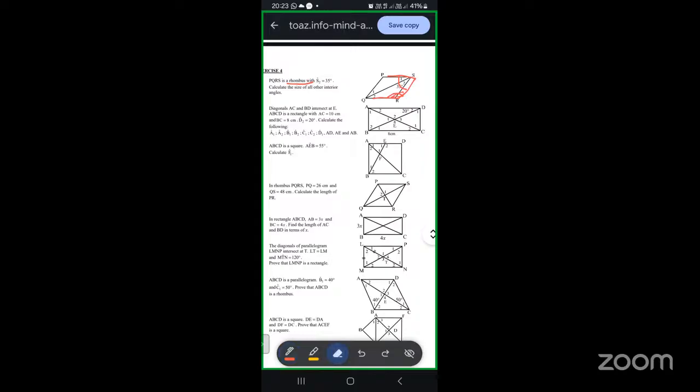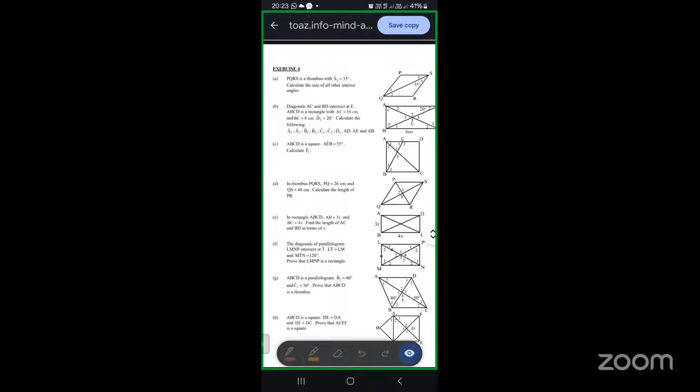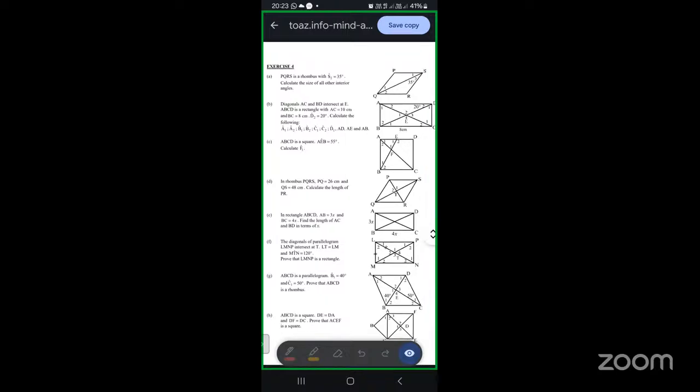Then I can just remove that. Now, number B. They are saying diagonals AC and BD intersect at E. And we are given that ABCD is a rectangle. Now, opposite sides of a rectangle are equal, and this will be equal to that. What else? This is parallel to that, and this is parallel to that.